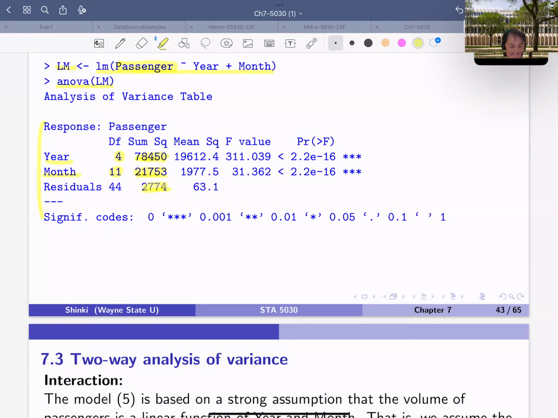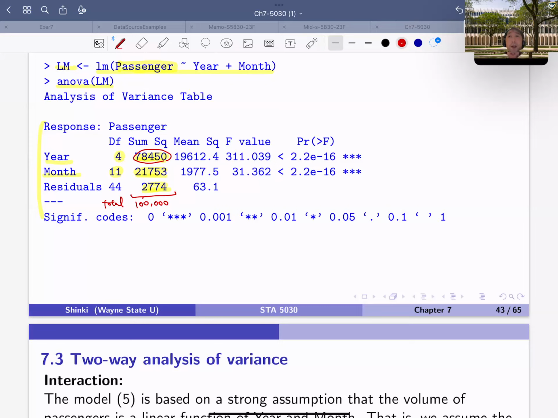So basically in total, we have about a variation of 101,000. And that variation is, maybe just to make it simple, around 100,000. So we assume the total is around this. Then basically, 78% of the squared deviations is explained by year.